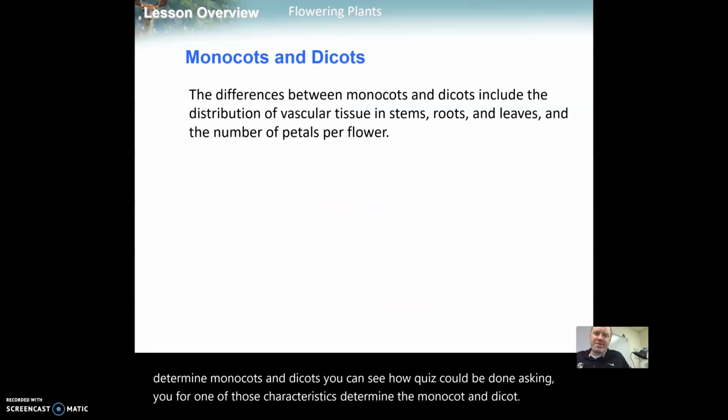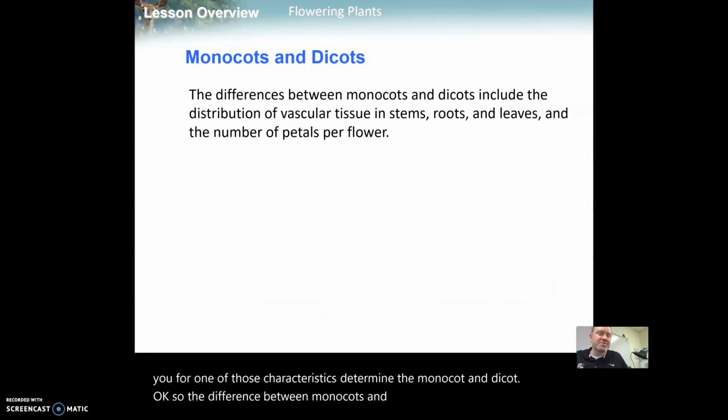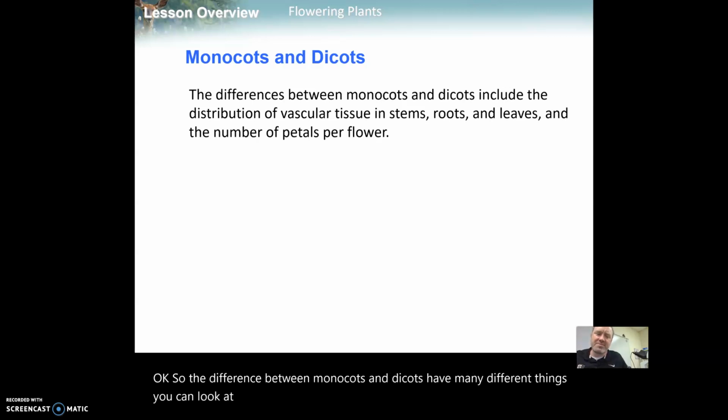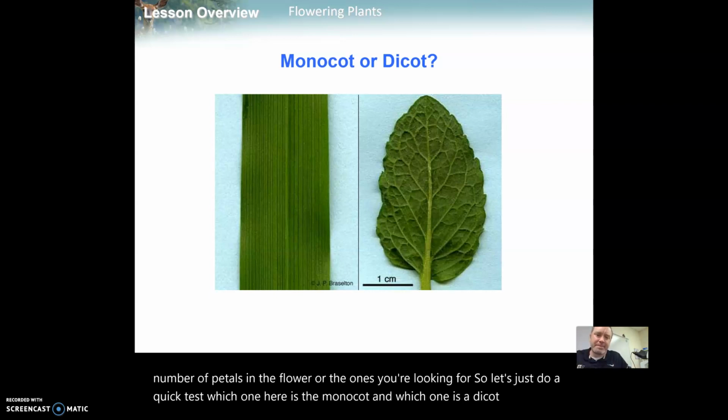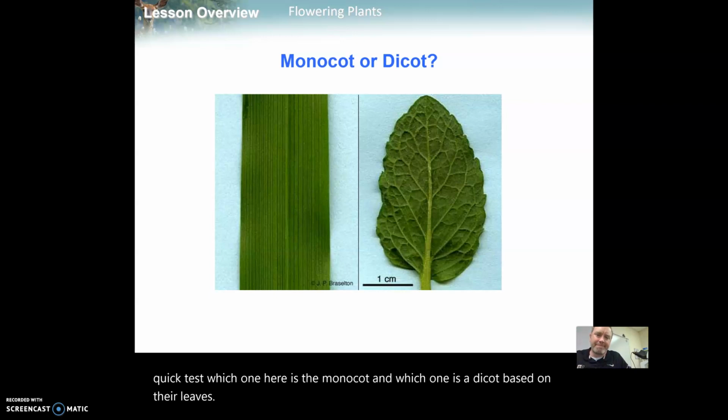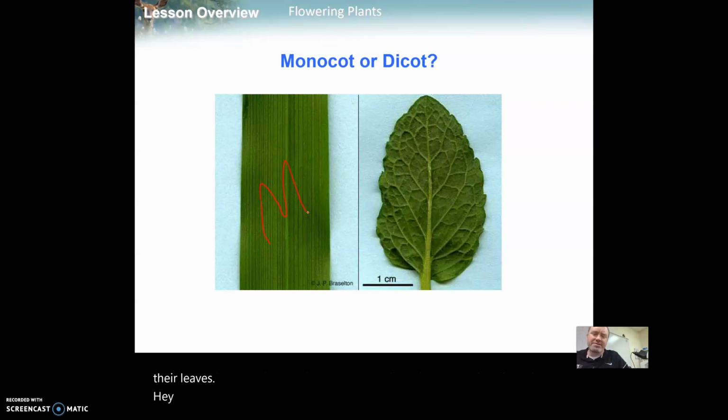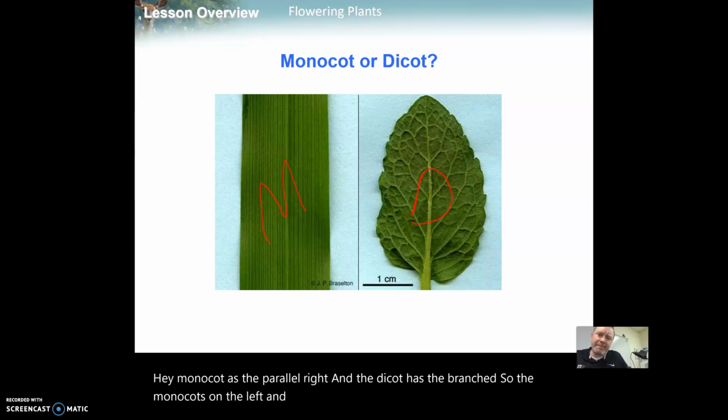Okay, so the difference between monocots and dicots have many different things you can look at. The vascular tissue in the stem, the roots, the leaves, or the number of petals in the flower are the ones you're looking for. So let's just do a quick test. Which one here is the monocot and which one is the dicot based on their leaves? Okay, monocot has the parallel, right? And the dicot has the branched. So the monocot's on the left and the dicot's on the right.